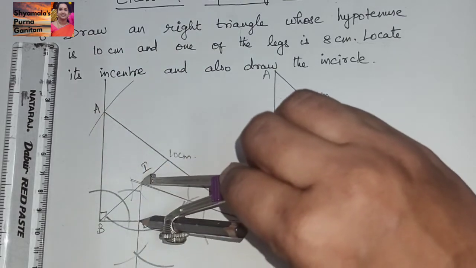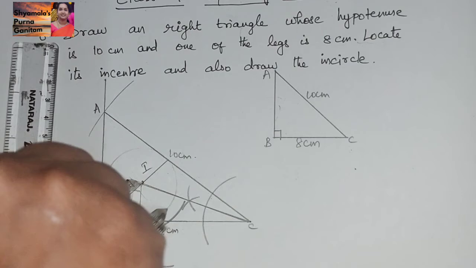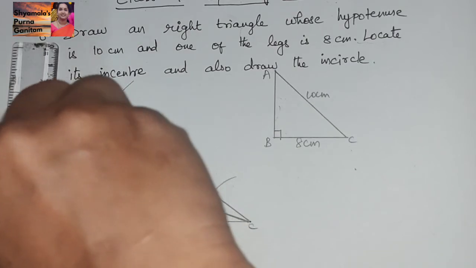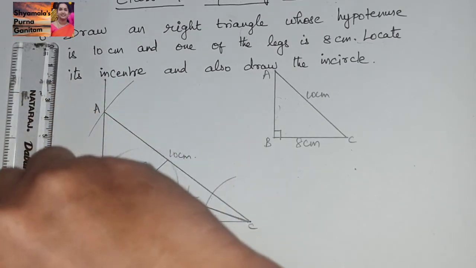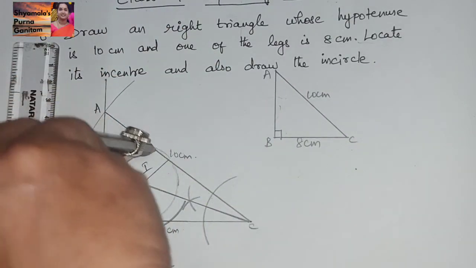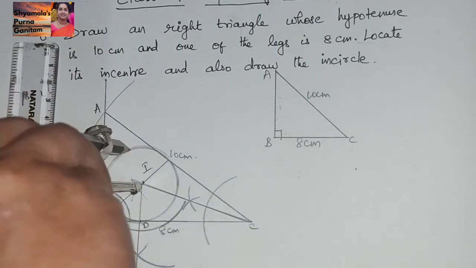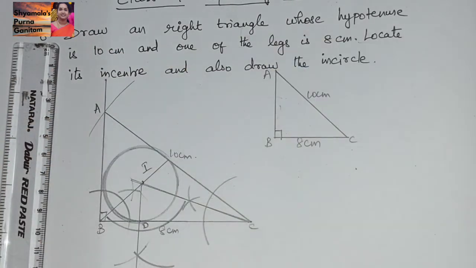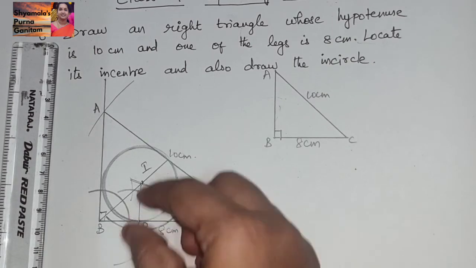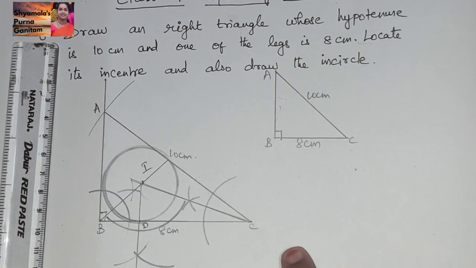So taking ID as radius, we'll construct a circle. So we have constructed a circle with ID as radius. So this is how you will get the incircle.